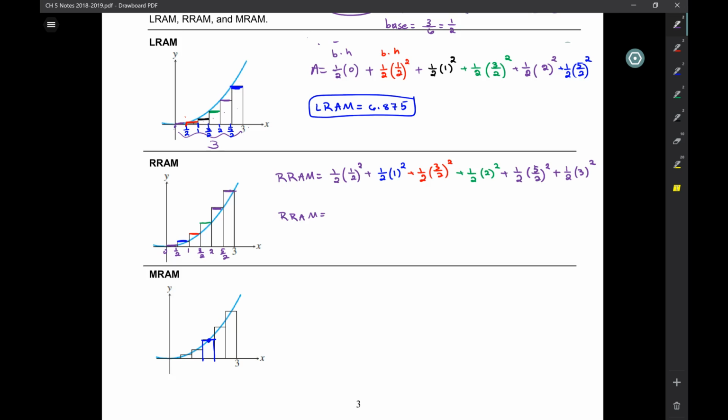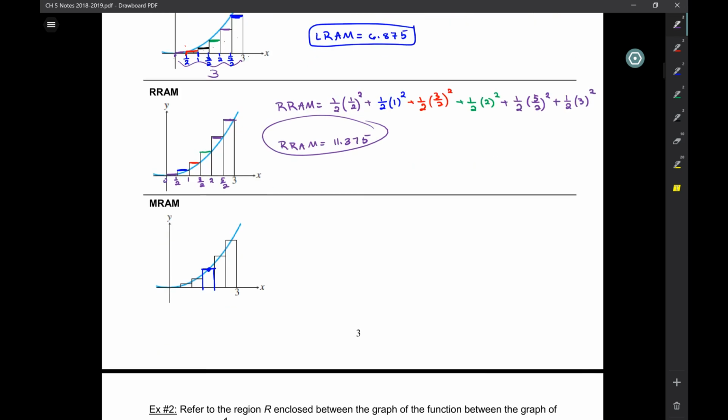Okay? So our RRAM is going to be 11.375. Look at what an over approximation that is. Or are you going to take the average of those? Well, no. Now we're going to do MRAM, which is the midpoint.